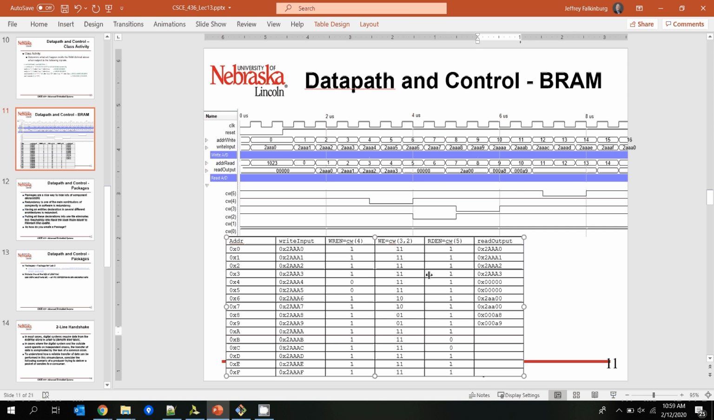The next one, on address 11, we should be writing that value in. 11 is B, or 10. 10, we're writing AA, all A's, right?